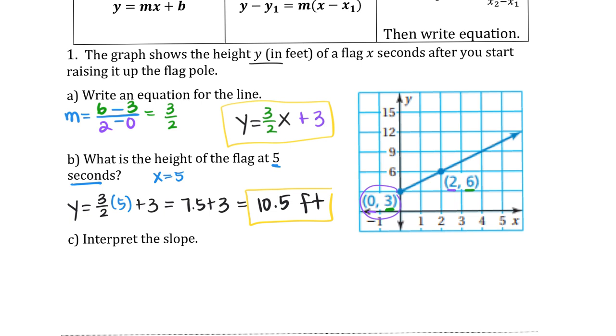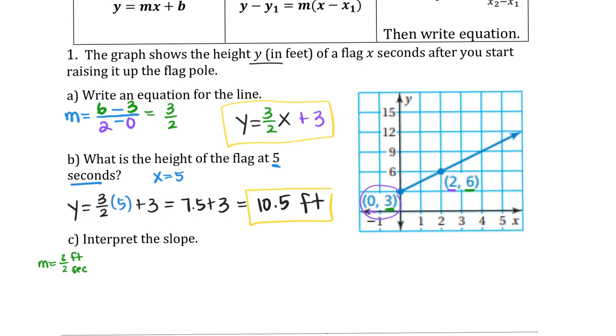The last thing is interpret the slope. And this is a weird one. First let me look and see what the slope is. The slope is 3 over 2. Now I'm going to look at the units for slope because that helps me figure out what to do. Slope is rise over run, so it is the y units. The y is feet over the x, which is seconds. And then I need to answer this in terms of something feet per second.